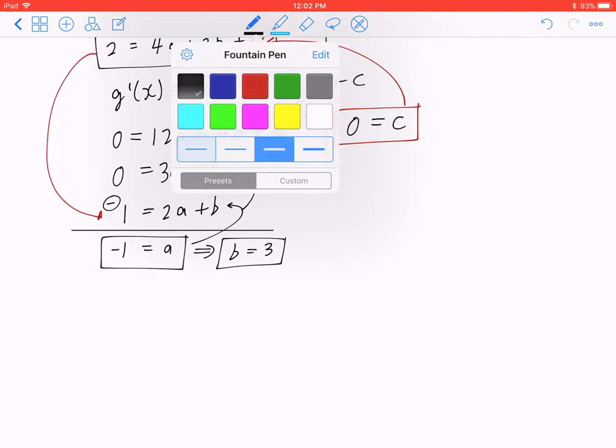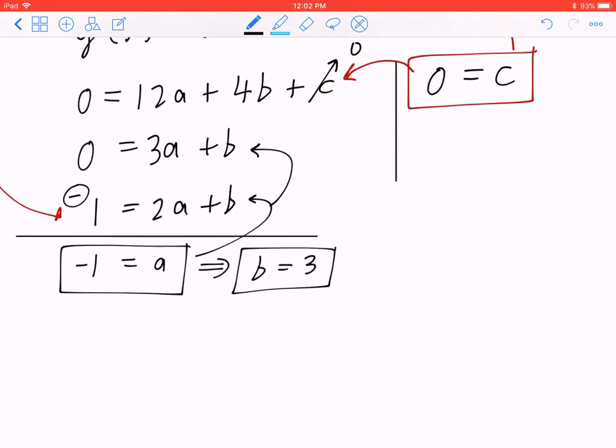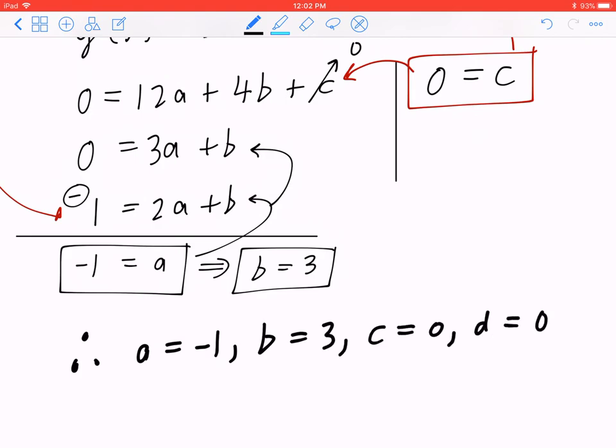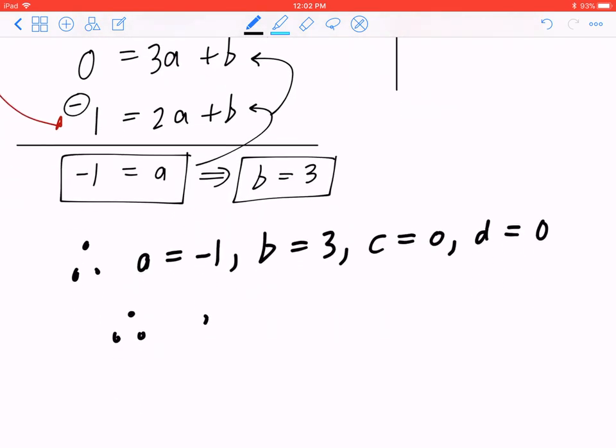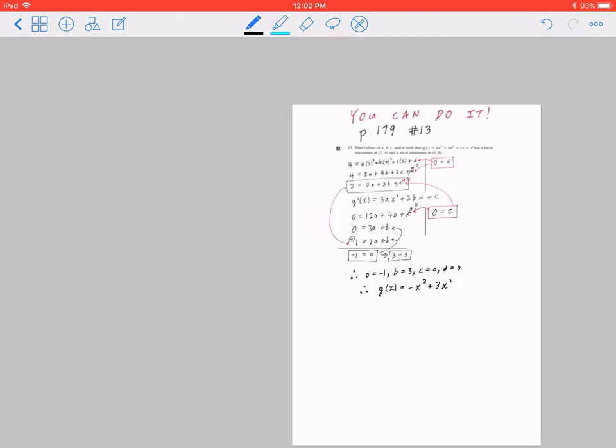So this means, therefore, a equals to negative 1, b equals to 3, c equals to 0, d also equals to 0, or if you want to express the function g of x and you plug it back in, that equals to negative x cubed plus 3x squared.